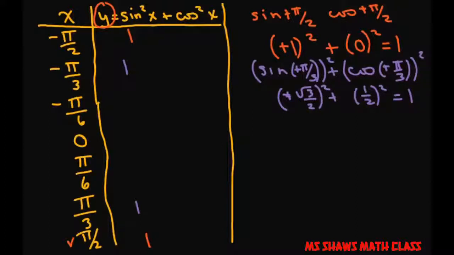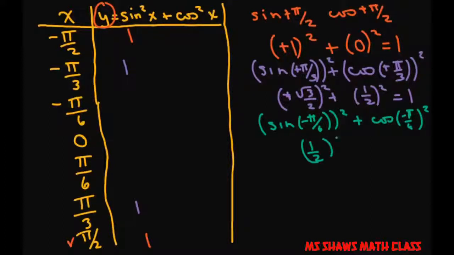Now let's try negative pi over 6. So sine of negative pi over 6, and you're going to square it, plus cosine of negative pi over 6, and you square it. Sine of negative pi over 6 is negative 1/2. You square it, plus cosine of negative pi over 6 is square root of 3 divided by 2, and that equals 1. And again, if you make these both positive, you get the same thing, so that's 1.